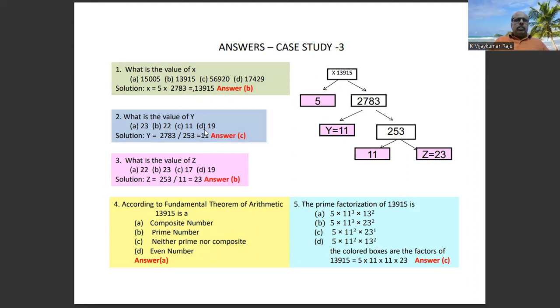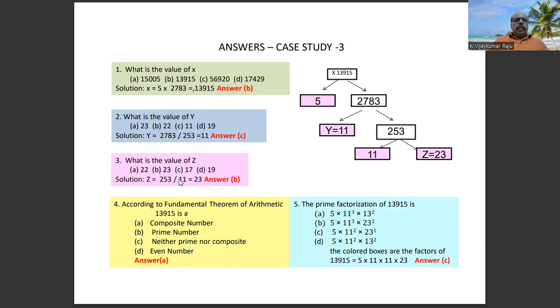Okay. Now, the next question is to find the value of y. So dividend, as I told you, is equal to divisor into quotient. That means dividend divided by quotient will give you the divisor. So y will be equal to 2783 divided by 253. Your answer is 11. So that means option C is your answer. That means the value of y is 11.